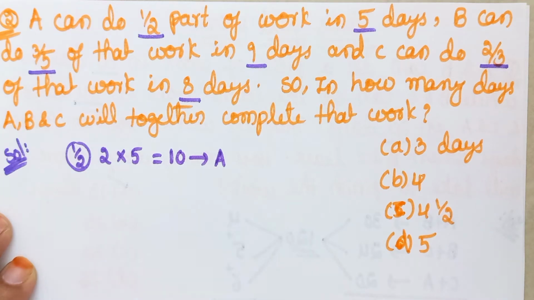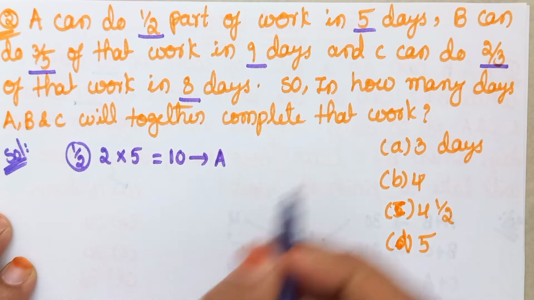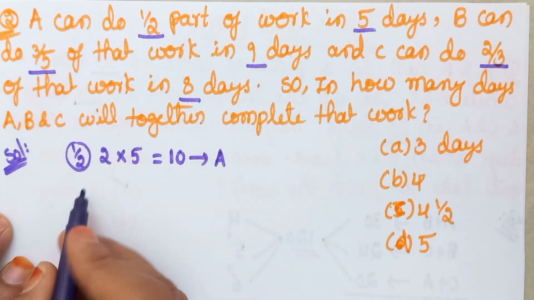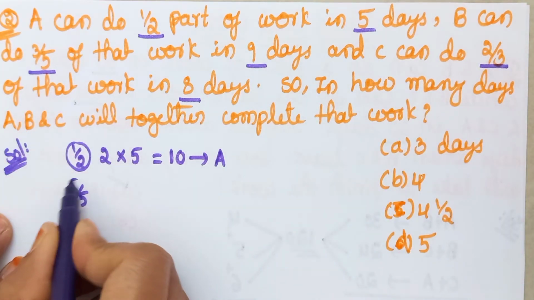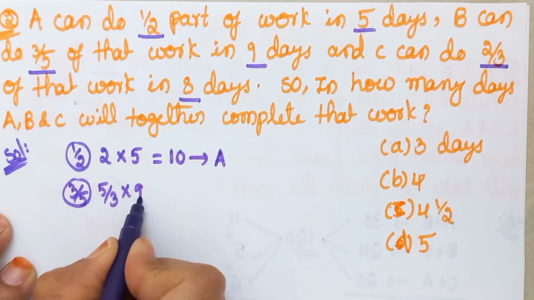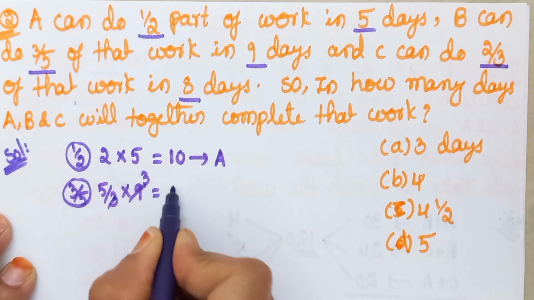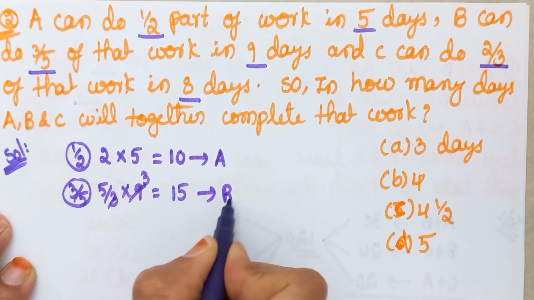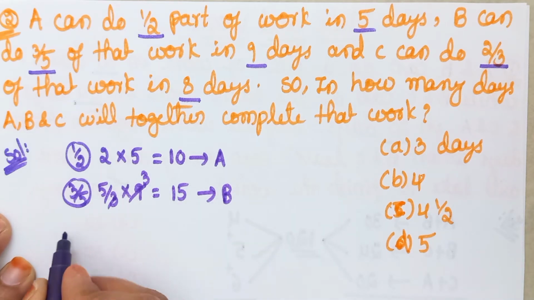This is very simple. First we have to invert the ratio and multiply with the number of days they have specified. So, we will get the total number of days taken by A to complete the work. Similarly, B can do 3 by 5 of that work in 9 days. So, we have to invert this 3 by 5 first. So, 5 by 3 into 9. 3 3s are 15 days. So, B can do the work in 15 days.